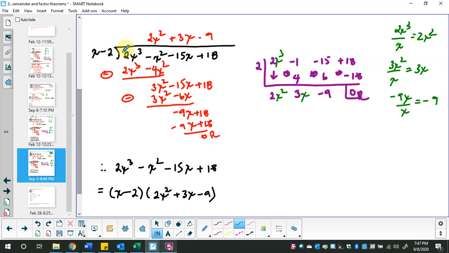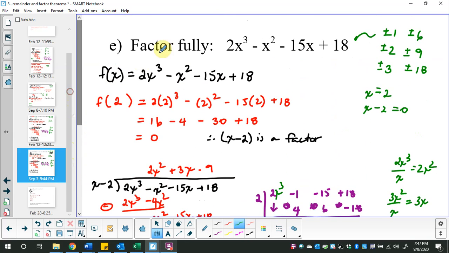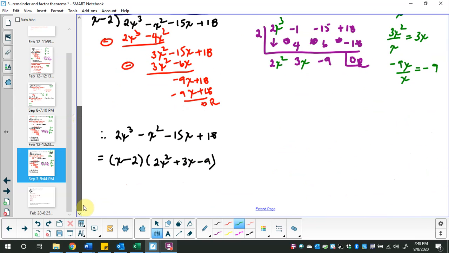So here's the dividend, the divisor that we found in this case. That's how we've moved on. And here's the quotient. No remainder, so no mention of it. And if I go back to the very, very top, it says factor fully. So this bracket that I created with my long or synthetic division needs factoring if it can be factored.